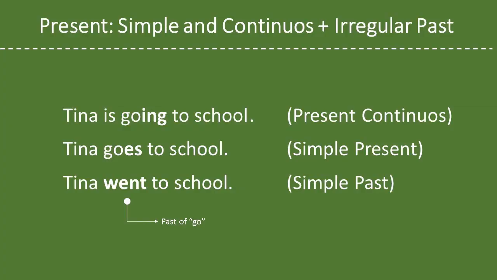Tina is going to school, an action she's doing right now. Tina goes to school, third person related. The action earns an S at the ending, and it's a daily action for Tina. But now is the difference. Tina went to school. What is this different word? Went. Well, it's the past of the verb to go.